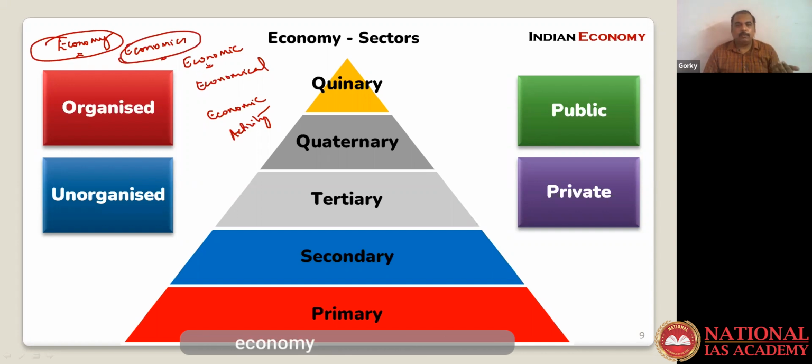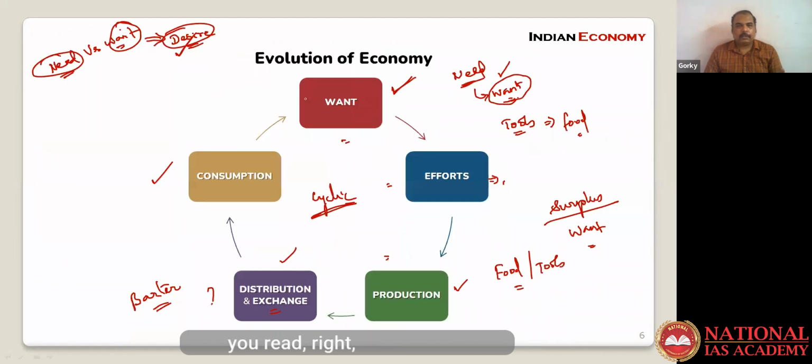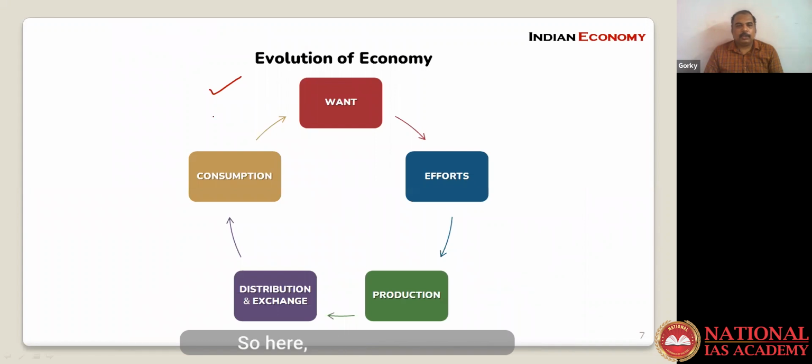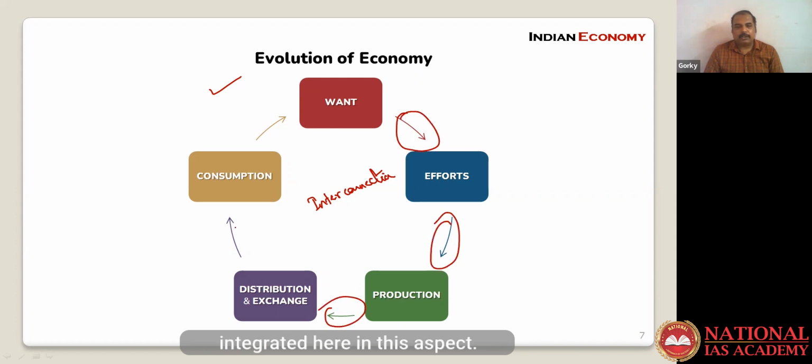So what is the difference between economy and economics? Economy means it is a study of the interrelation, what we saw, the production, distribution. In the first set you read, right? This part. Okay, so here you try to read the interconnection. So how the want is interconnected with efforts, how it is interconnected here in this aspect. All these we try to study. That we call economy.